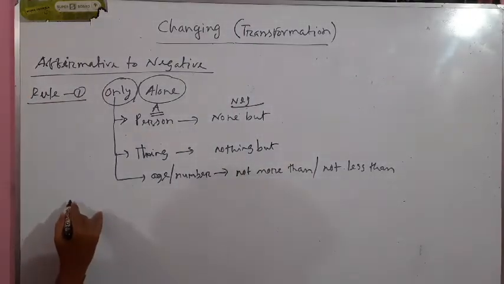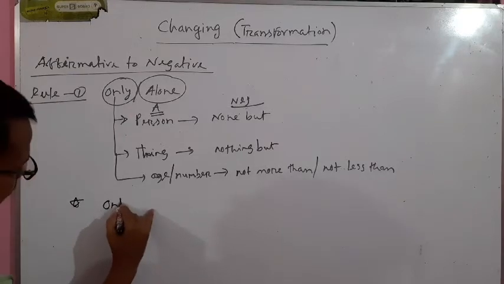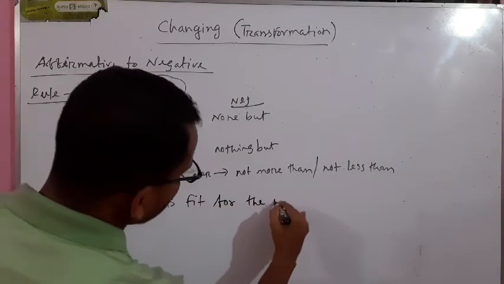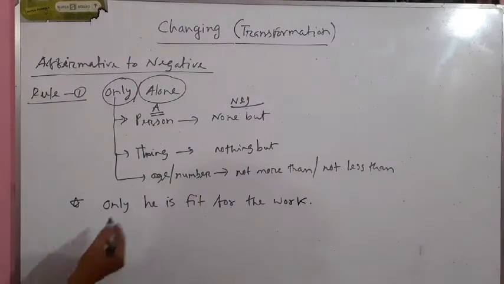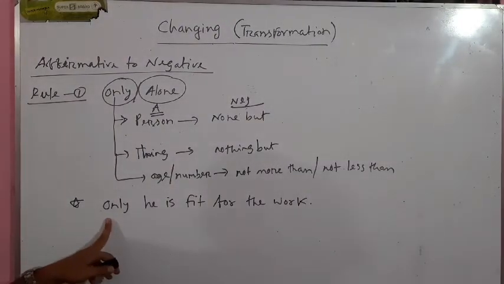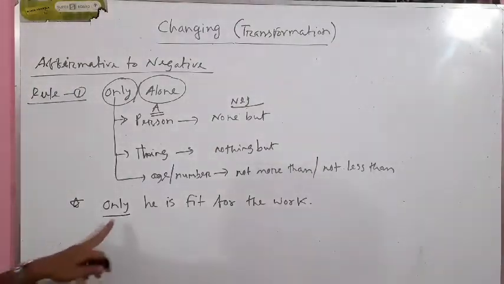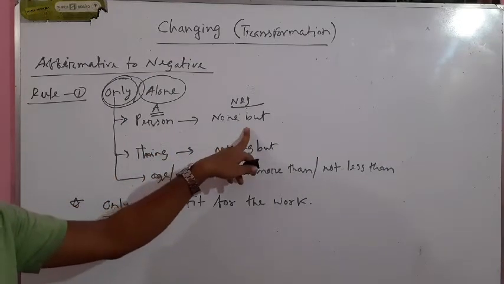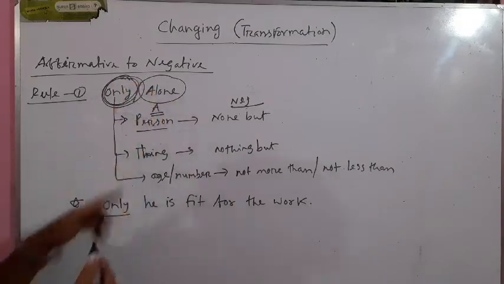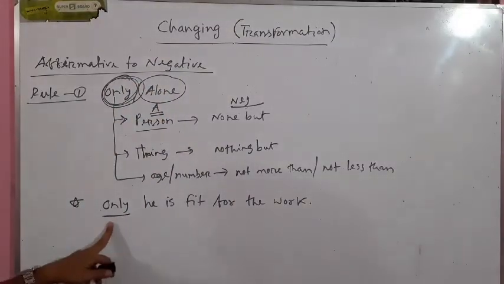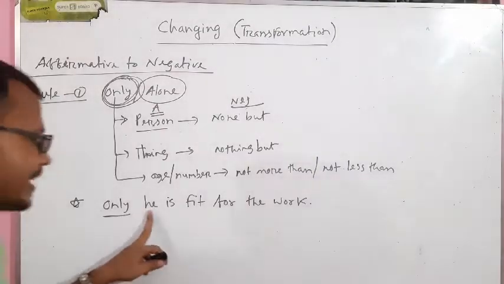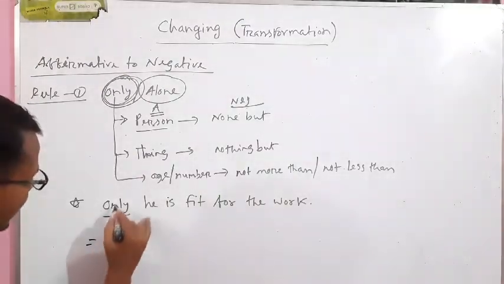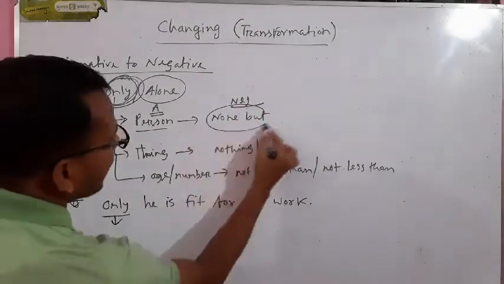So, example: Only he is fit for the work. It's an affirmative sentence. The word is only. Our rule was, if there is an only and it indicates a person, then we have to use none but instead of only or alone. Here only is indicating a person. So instead of this word only, we will use none but.